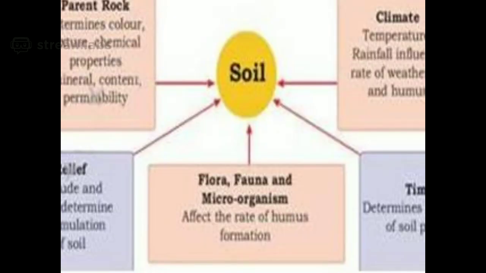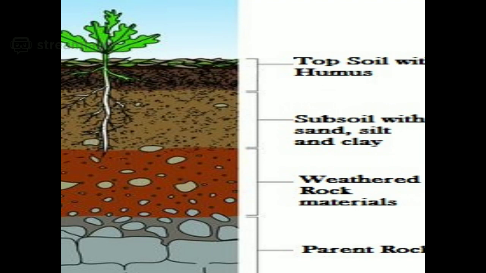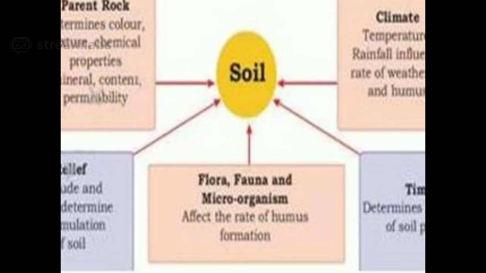You can see here the factors we have already discussed. The parent rock. Here also you can see the parent rock. The bottommost is the parent rock. The parent rock determines the color, texture, and chemical properties of the soil. They'll be the same as whatever rock is underneath. So the soil on the surface will be based on that, the color, like I was giving you the example of limestone. The color, the texture, chemical properties will be the same.